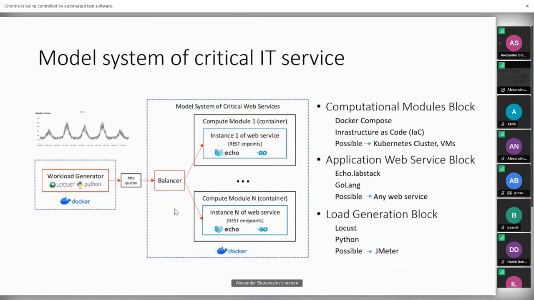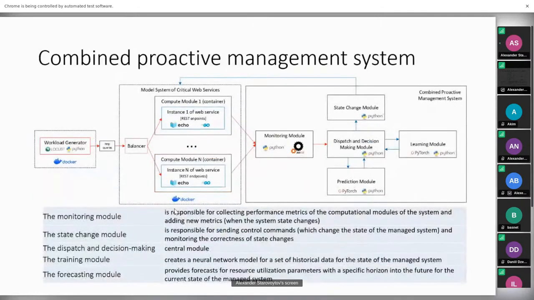Let's talk about the combined management system for managing this service. The system architecture consists of five main models, which are depicted in the figure. The monitoring model is responsible for collecting performance metrics of computation models of the system and adding new metrics when the system state changes. The state change model is responsible for sending control commands, which change the state of the management system, and monitoring the correctness of state changes. The dispatch and decision-making model, the training model, and the forecasting model, as denoted in the figure.